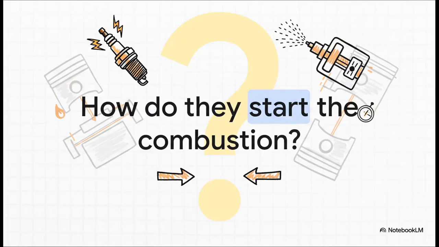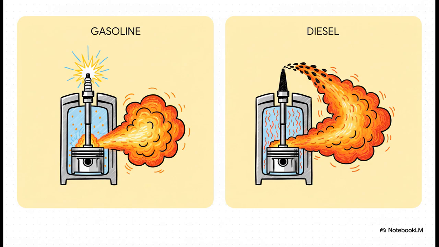So, how do you get that fuel to burn and create the pressure that moves the piston? Well, it turns out gasoline and diesel engines have completely opposite answers to that question. Okay, so a gasoline engine, what engineers call a spark ignition engine, works like this. It mixes the air and fuel together first, sucks that mixture into the cylinder, compresses it a bit, and then uses a spark plug to set it all off. Just think of it like striking a match.